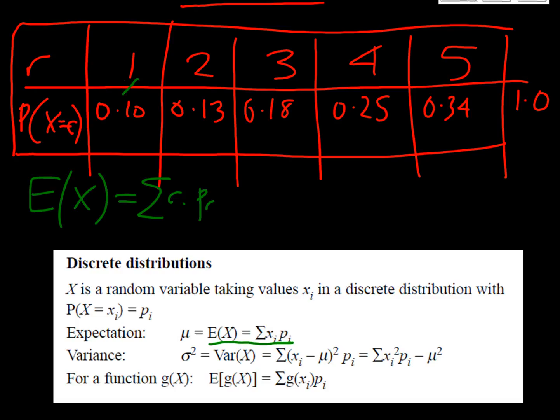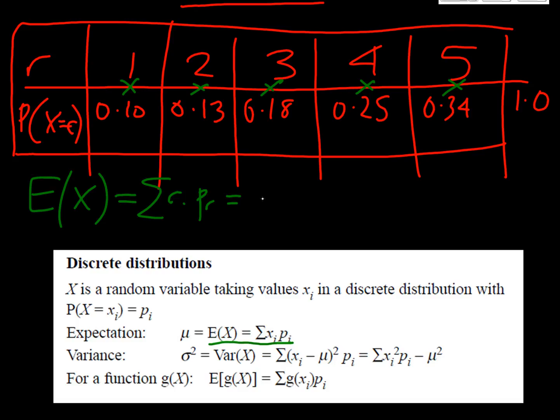So what does that mean? It means multiplying the numbers together. So we multiply 1 by 0.1 for its probability. So we've got a 0.1 probability of it coming out with a 1 on. So we multiply 2 by its probability, we've got a 0.13 chance of getting a 2, a 0.18 chance of getting a 3, a 0.25 chance of getting a 4, and a 0.34 chance of getting a 5. So we could just go ahead, do those multiplications and add them up. That would be one way of doing it.